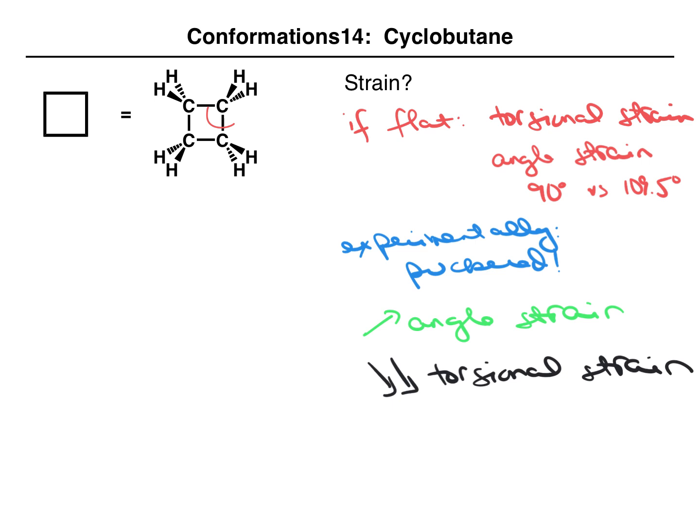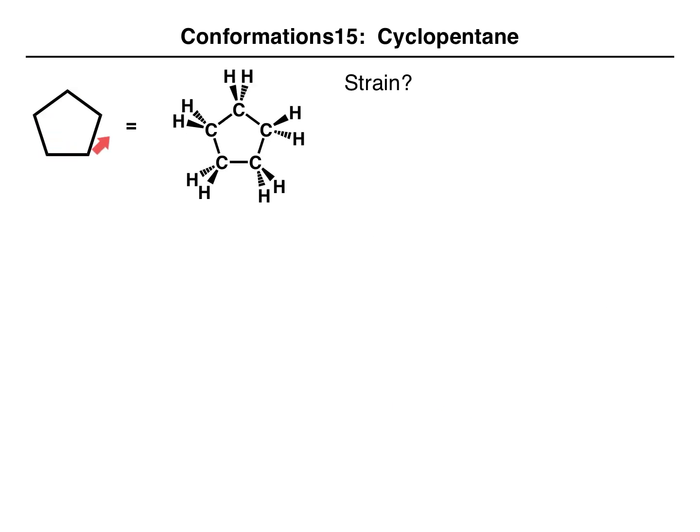Right, so experimentally, it is known that cyclobutane is puckered, and so it must be willing to take on an increase in angle strain in order to significantly decrease the torsional strain. Next, let's consider cyclopentane, a 5-membered ring. And once again, we can think about this.